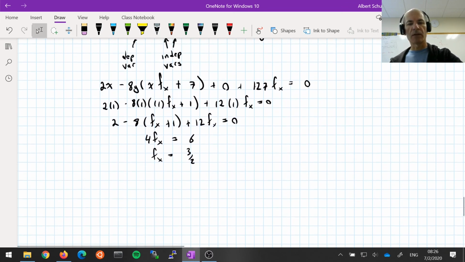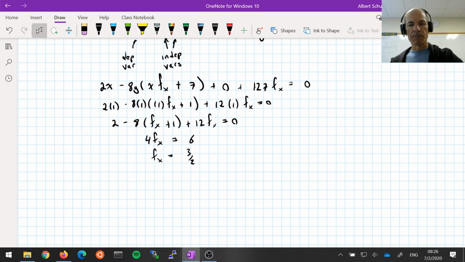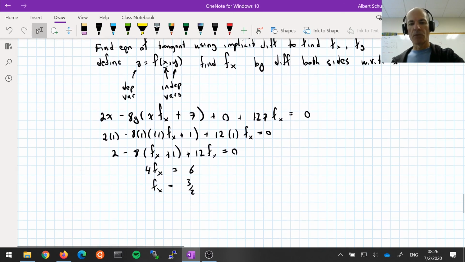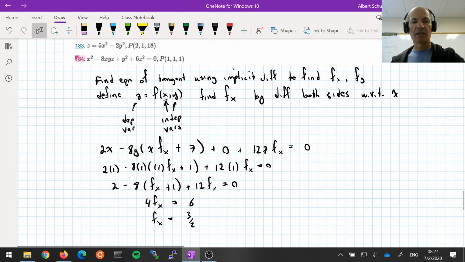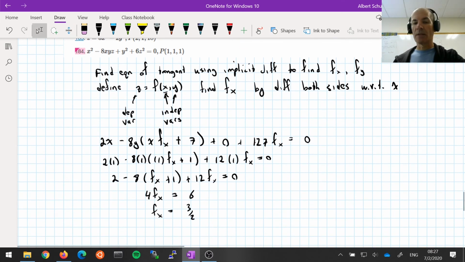So this is cool. We figured out what f sub x is for the purposes of building this tangent plane. Let's find f sub y. So that means taking this equation up here, x squared minus 8xyz, etc., and differentiating with respect to y now.